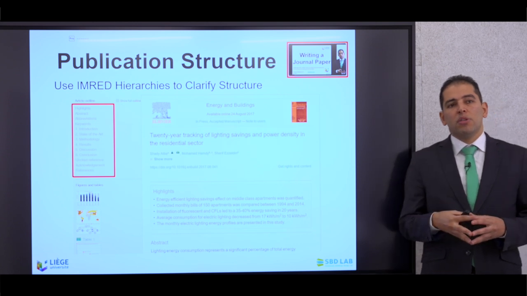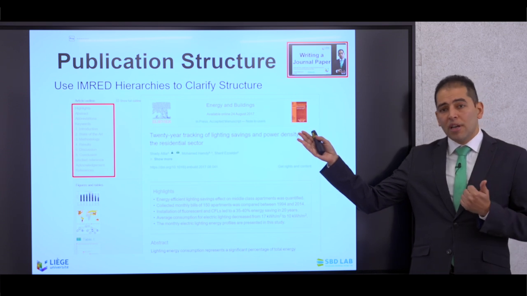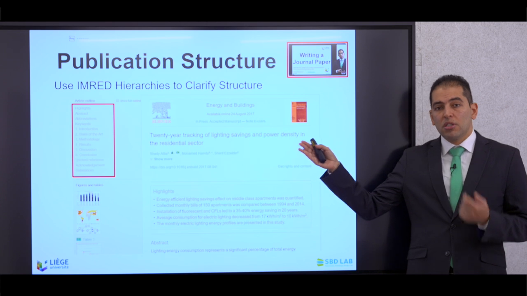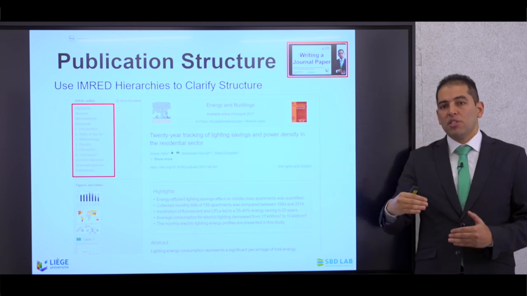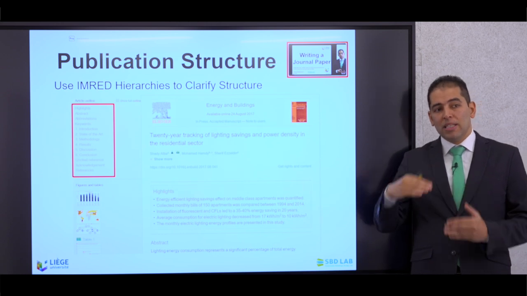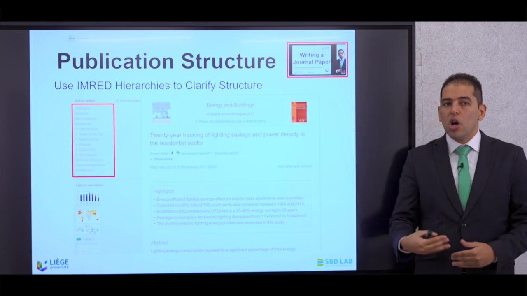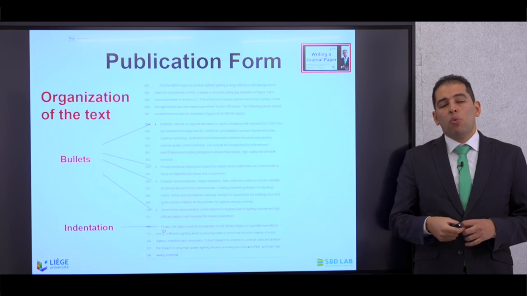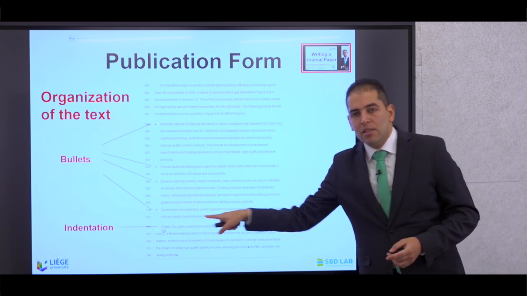This is an example here for the IMRED hierarchy. You can find here the highlights of your paper: after the title for sure, the abstract, the abbreviations, keywords, and then you have 1 introduction, 2 state of the art, 3 methodology, 4 results, 5 discussion, 6 conclusion, then you have acknowledgement and references. This should be the structure of any manuscript, and you need to embed this structure right away in your paper. When we talk about the organization of the text, you can see here an example of the indentation that I was talking about, that you indent the paragraphs.